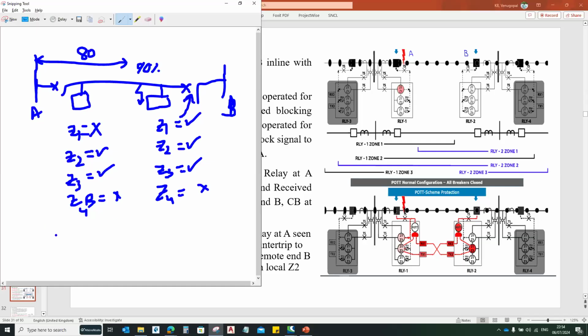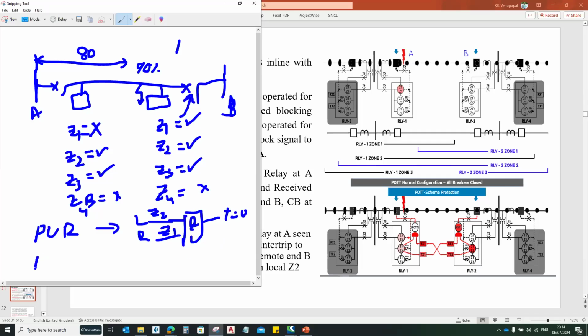As I discussed earlier, for permissive underreach, what I'm collecting is the zone 2 operation at the local end, and from the remote end you are receiving the zone 1 signal. Then you are checking this condition, overriding this 500 milliseconds, and tripping the circuit breaker after 0 seconds.